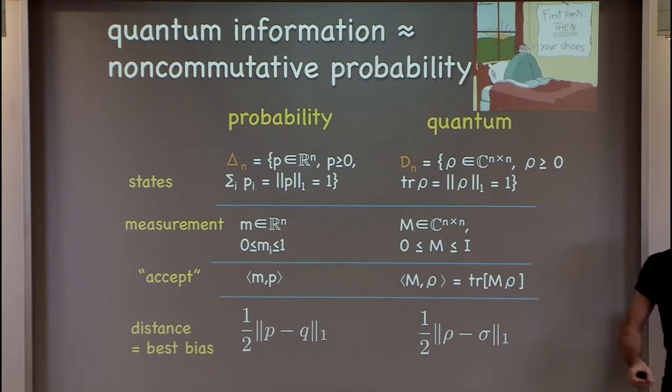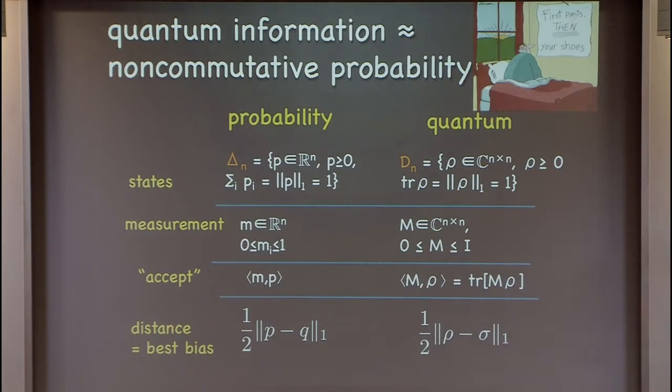What are the measurements? By analogy, it's natural that these should be things with all their eigenvalues between 0 and 1. It should be a positive semidefinite matrix because it should always produce a positive probability of accepting. And it should be upper bounded by identity because the probability of accepting should never be more than 1. So you naturally get these constraints on the measurement operators: Hermitian and all the eigenvalues between 0 and 1. Again, the probability of accepting is given by this inner product. Again, the distance between states is naturally done in the Schatten 1 norm. Okay, so these are the axioms of quantum mechanics, and they basically just take the vectors and make them into matrices, and take the L1 norms and make them into Schatten 1 norms.